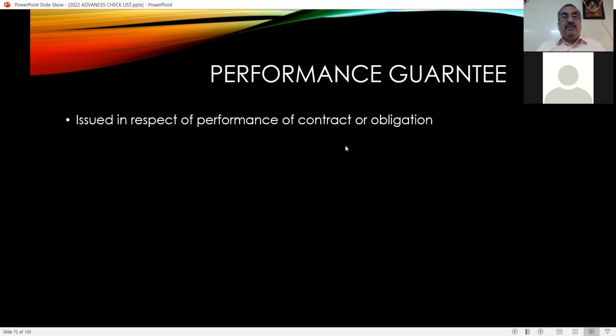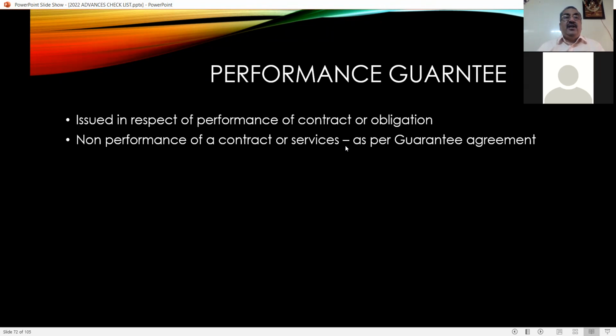It is issued in respect of performance of a contract or obligation. On non-performance of a contract or services, as per the guarantee agreement, the bank has to repay the money to the government or beneficiary. Until they return the money, it remains in the non-funded category. And when they honor the commitment, that non-funded advance will become a funded advance from the date of payment, and within 90 days the entire dues have to be paid by the borrower. Otherwise, that account will be termed as NPA.